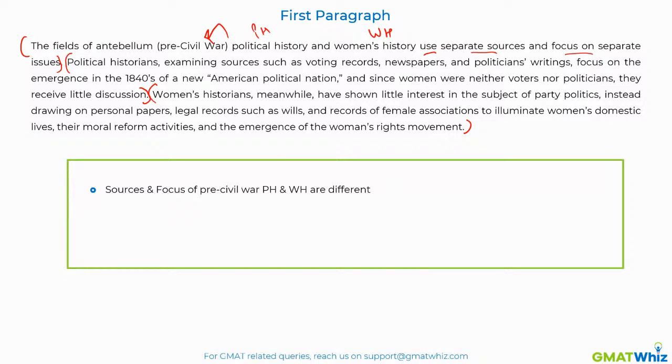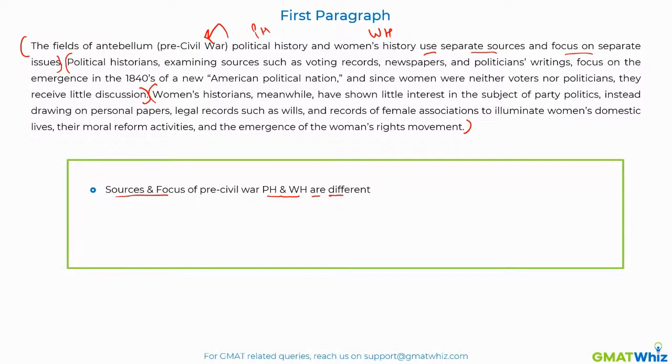But basically, I would have just said that, okay, sources and focus, PH and W are different. I would use shorthand if I were writing down the notes. And note making is an art, guys. If you write stuff that is not important, then it will be pointless. Okay, the crux of the first sentence is we're talking about two fields being different in their source and the focus.